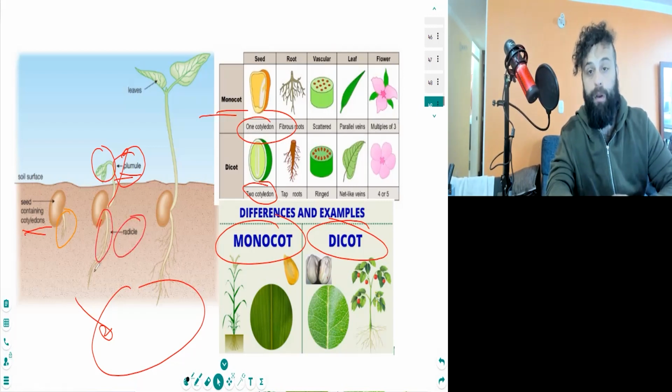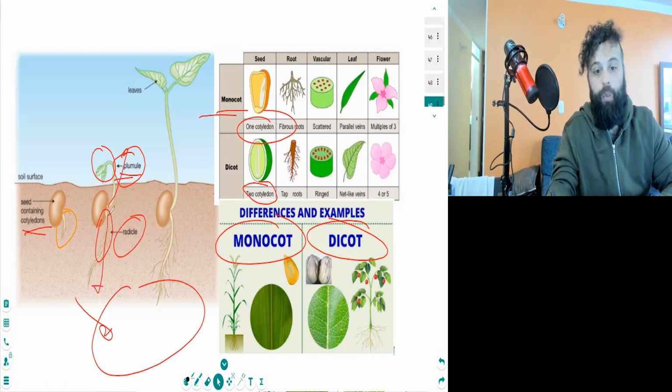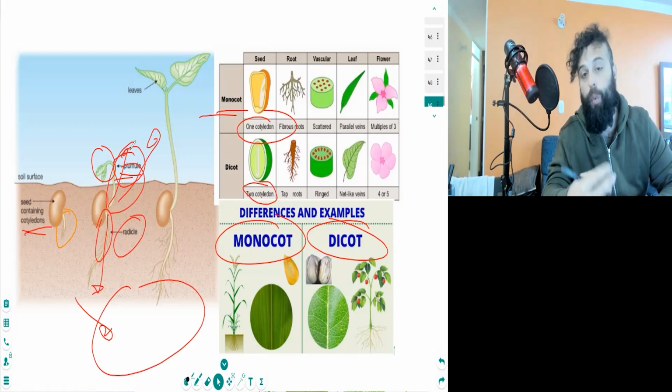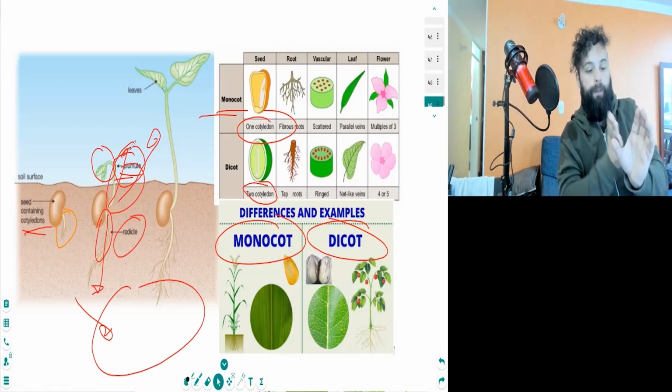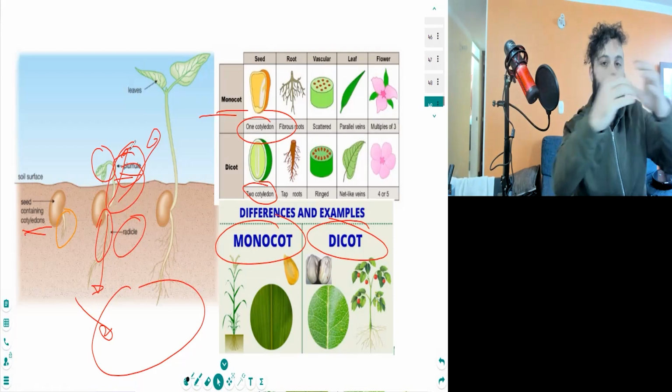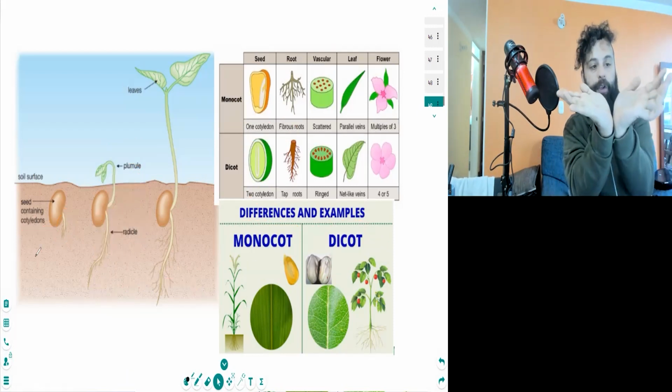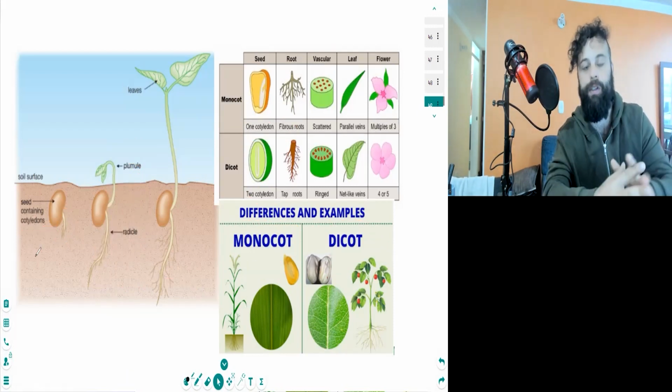The radicle comes along, and this grows downwards towards gravity, and the plumule grows towards the sunlight, away from the gravity. Now, once the plumule goes upwards and it's in the light, it unfolds its leaves, so its leaves come outwards and they begin to photosynthesize.